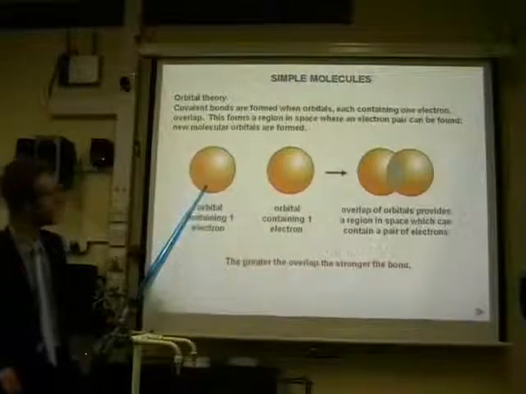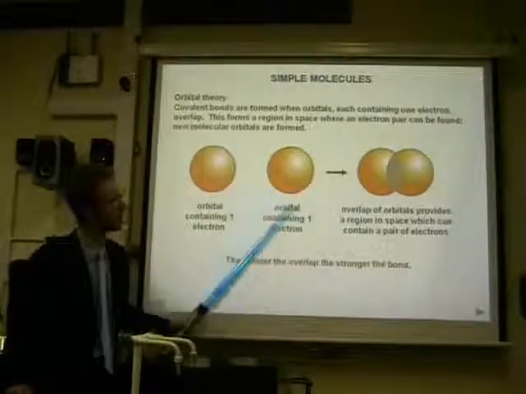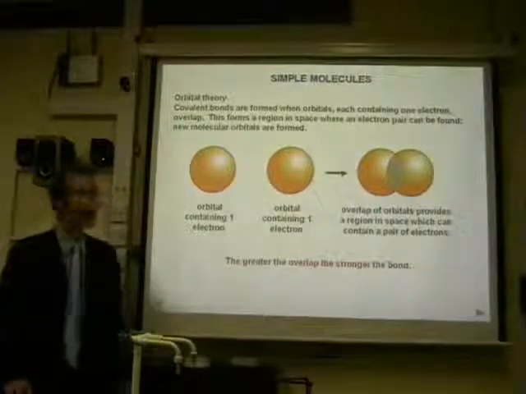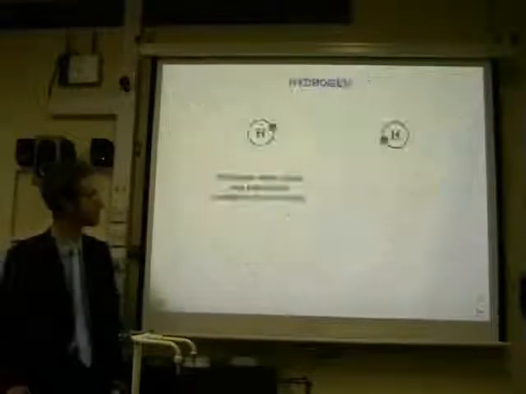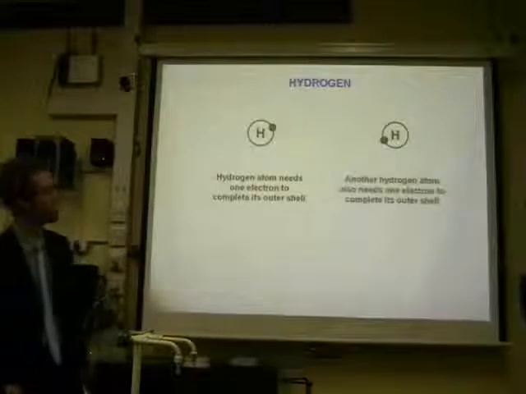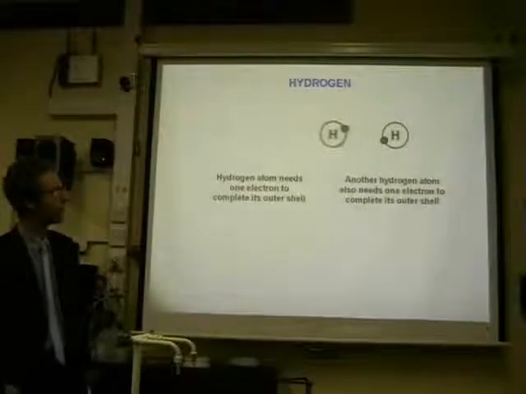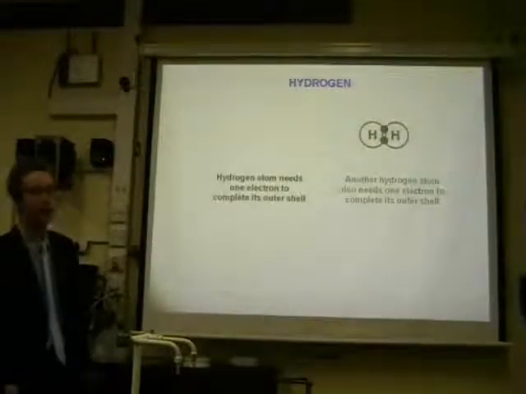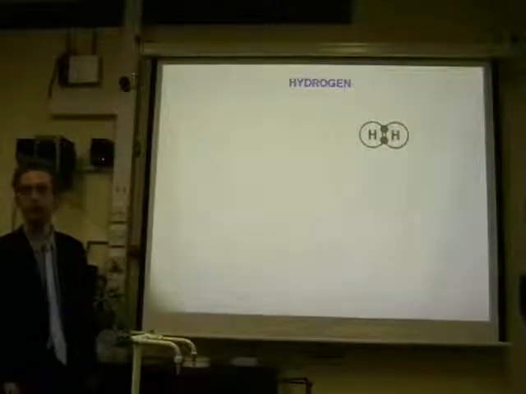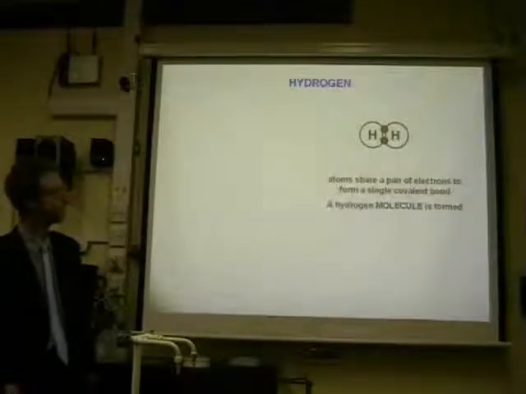Basically, you have here an s orbital, and here you have another s orbital, and the two s orbitals overlap and contain a pair of electrons. Hydrogen, therefore, will join together. Oh, a little bit of animation going on, and there we go. Will you look at that? Oh, I missed it. Tough.